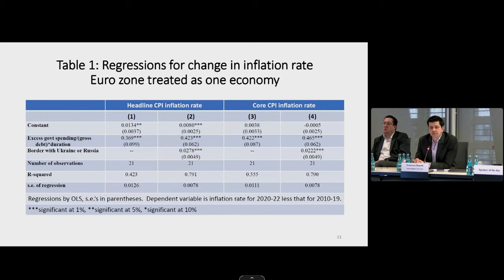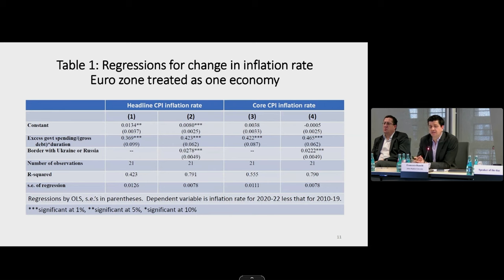So as you can tell, these coefficients are all strongly statistically significant. Eta, that is in the second row, let's focus in the interest of time on the case in which we control for the Russian border. You can see that the coefficient is statistically significant and around 0.4. It gets a little bit closer to 0.5 when you look at core inflation. And interestingly, also the border dummy is strongly statistically significant. And if you look at the R-squared in column 2 and column 4, you find an R-squared that approaches 80%.